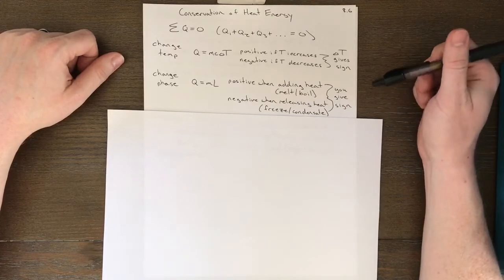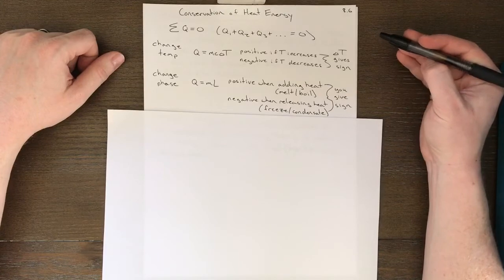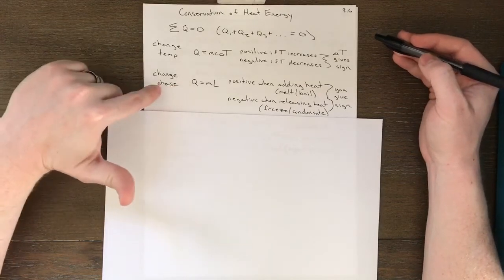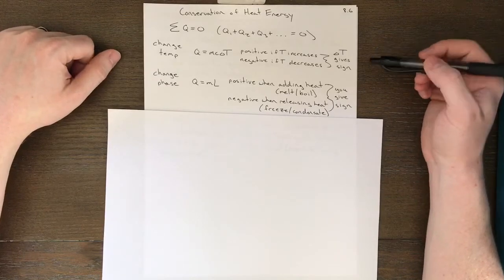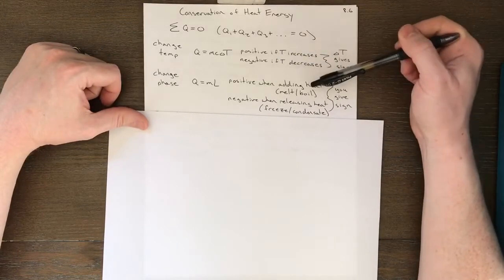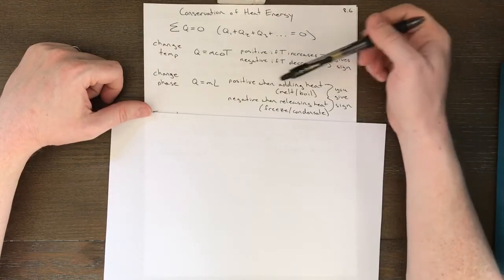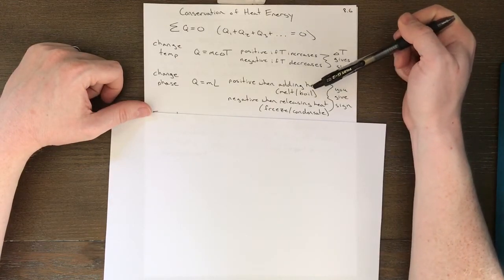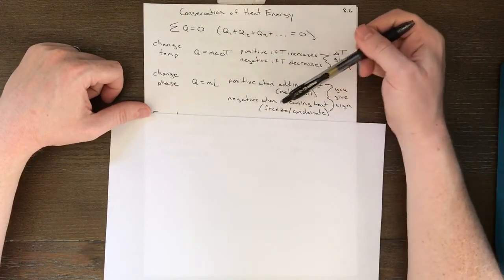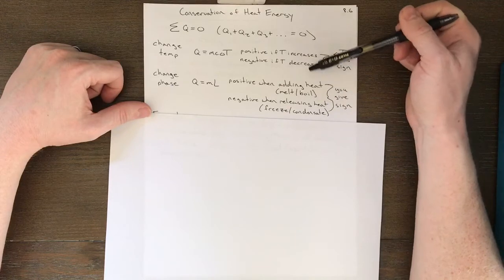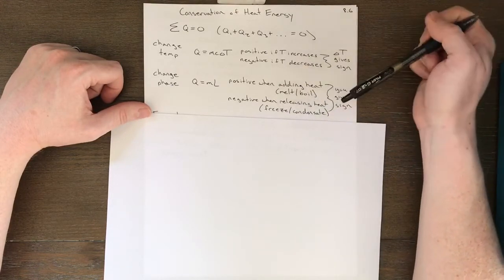The other way in which we have to keep track of heat is in phase changes. Q equals ml is our equation for changes in phase, and it is positive when you add heat, just like when you add heat and something's temperature increases, you add heat to melt or boil it. It's positive when you add heat. It's negative when it releases heat, similar to something lowering its temperature. That is when you freeze or condense something.